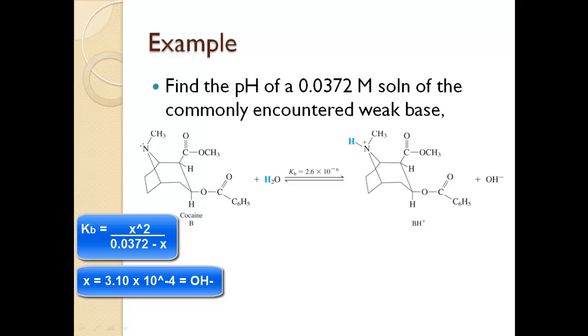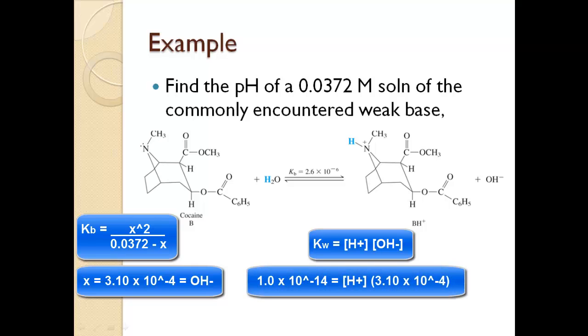I go ahead and do my long and lengthy quadratic equation, and I end up getting an answer for X that's 3.10 times 10 to the negative 4th molar. Remember that this X is not H plus, this X is OH. So we have to use the Kw equation, the equilibrium constant for water, to find the concentration of H plus. So I'm going to put 1.0 times 10 to the negative 14th divided by the answer that I got, 3.10 times 10 to the negative 4th. That ends up being 3.22 times 10 to the negative 11th molar.